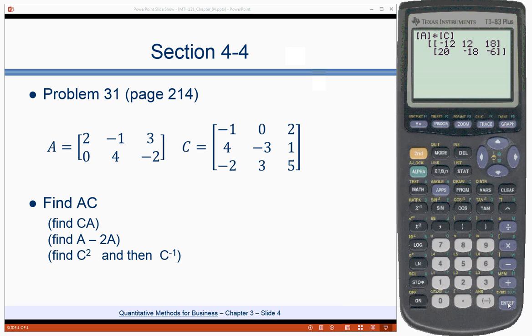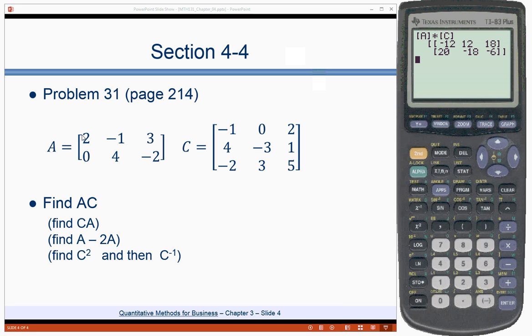And there's our 2 row by 3 column. Let's just check and look at row 1, column 1 of the product, which is row 1 of A times column 1 of C. So 2 times -1 is -2. -1 times 4 is -4. So I got -2 and -4, that's -6 so far. And 3 times -2 is -6, so I got -12 as the product of these 3 numbers times those 3 numbers.